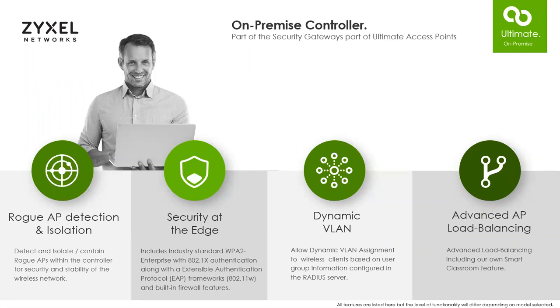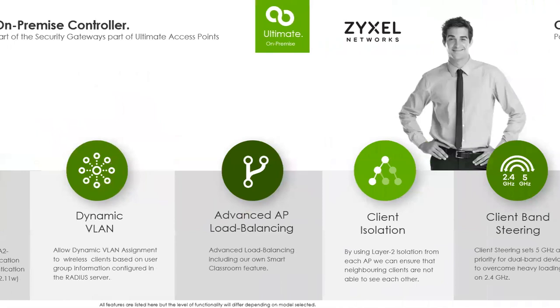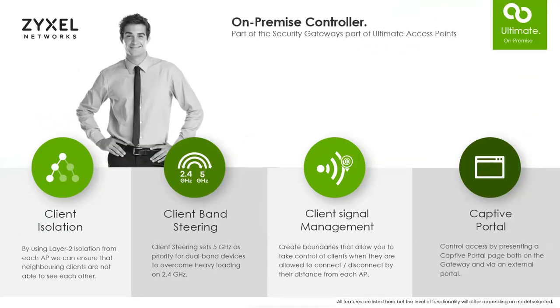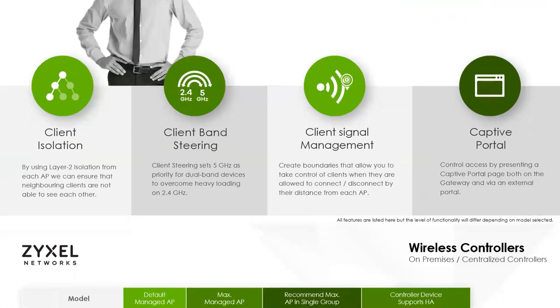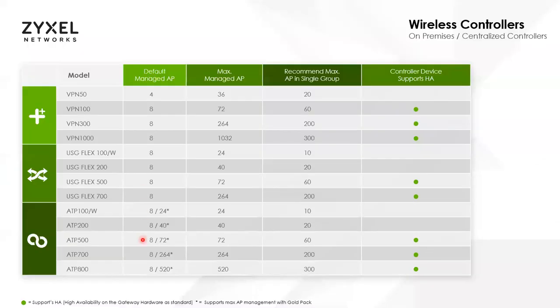AP load balancing, client isolation, band steering, so all the stuff you would expect to find in a managed AP solution. So here's a breakdown here of some of our most popular security appliances. This column here is telling you how many devices can be managed out of the box. So you see here, 4 to 8. In the case of our ATP series, we can get up to 520 APs. Over here, out of the box, depending on whether or not you've got an active gold subscription. That's why there's two different numbers here.